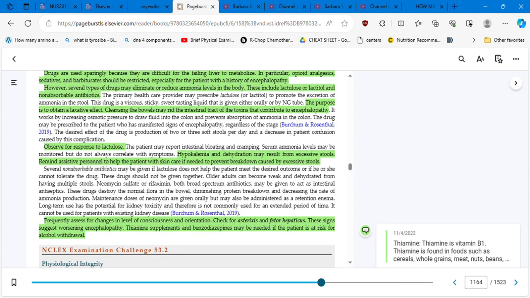Observe for response to lactulose. Hypokalemia and dehydration may result from excessive stools. Remind assistive personnel to help the patient with skin care to prevent breakdown caused by excessive stools. Because now you're having a patient getting therapy of lactulose, the patient is going to have massive stool or maybe diarrhea.